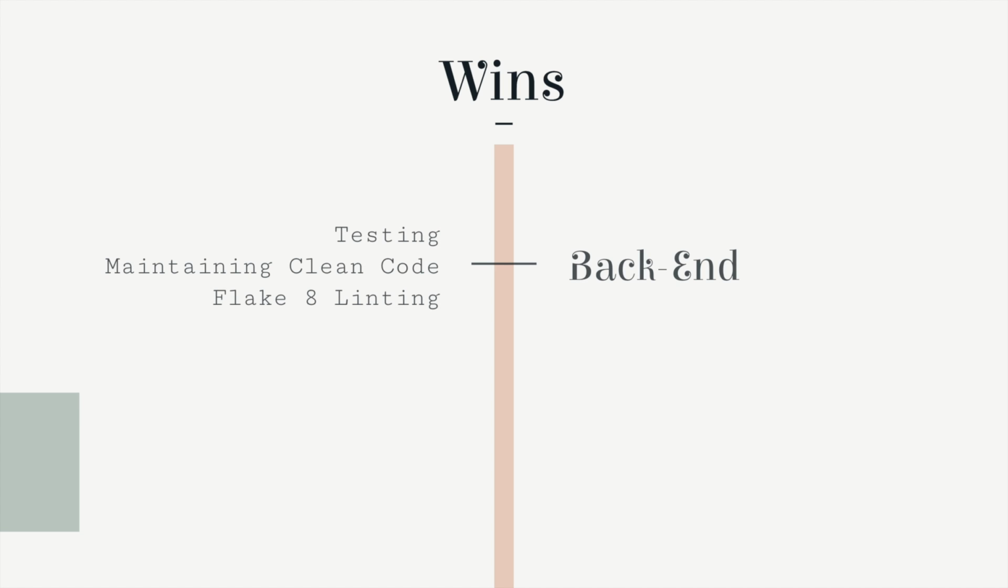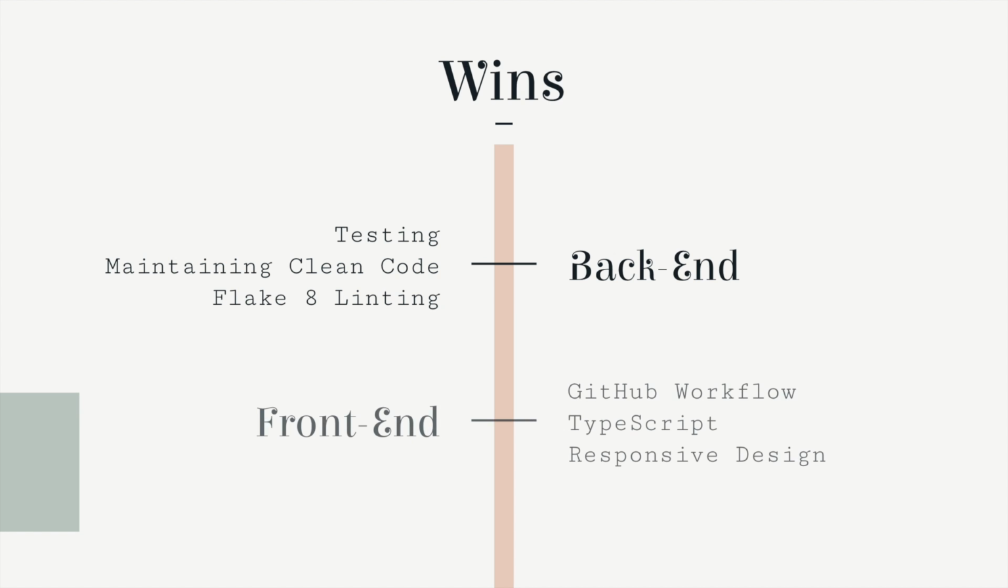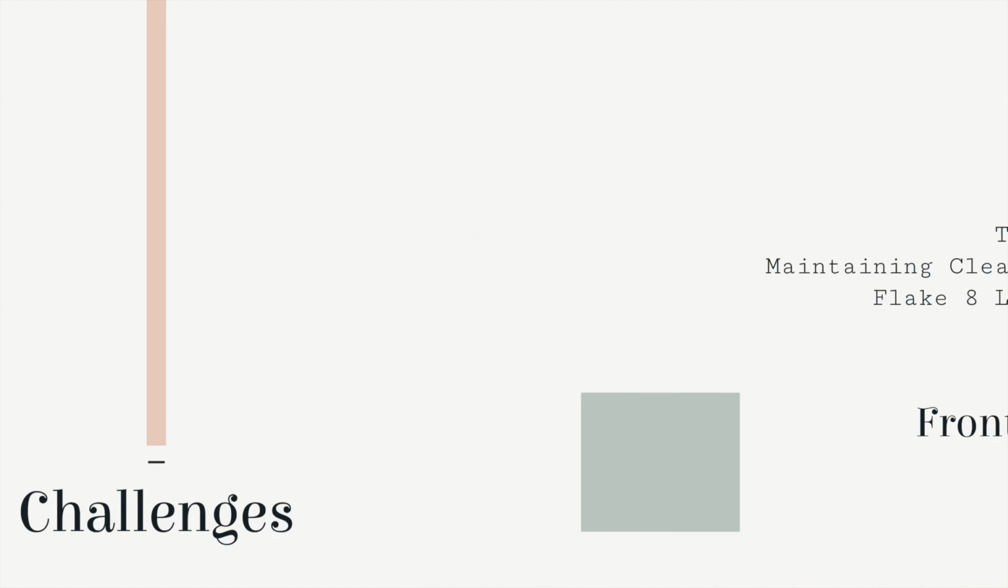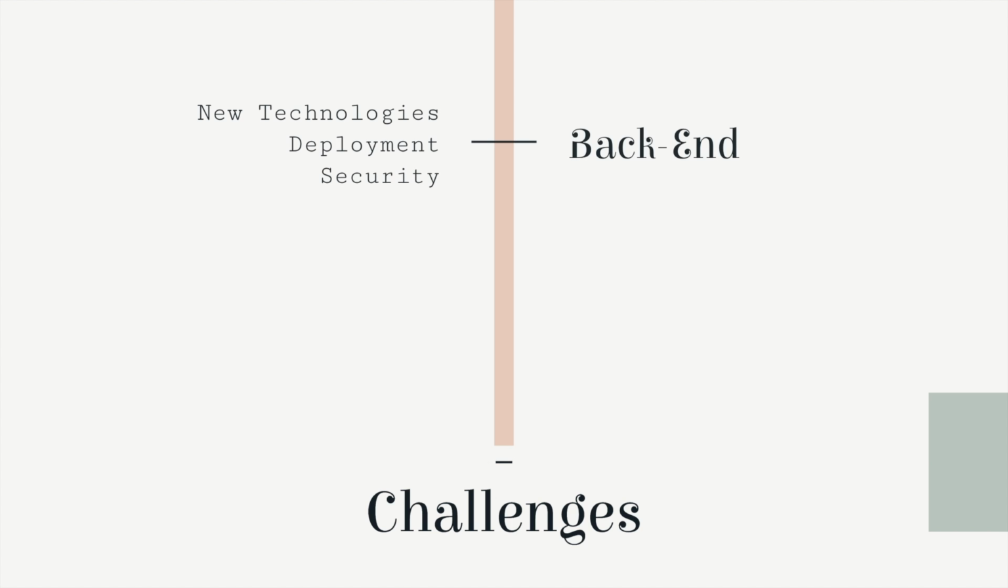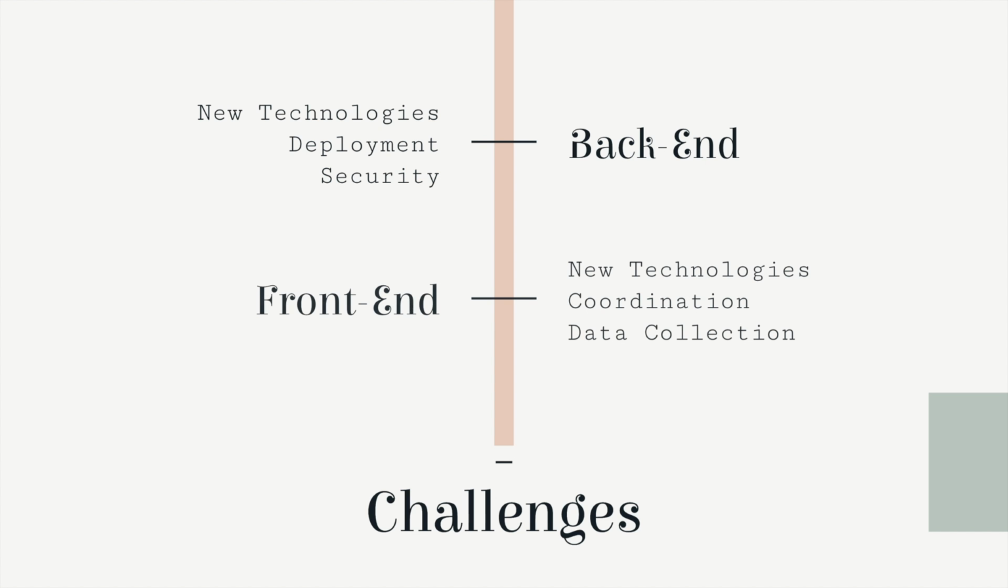Wins for backend included testing and maintaining clean code with Flake8 as a linting tool. Front-end wins included GitHub workflow, quickly adapting to TypeScript as a team, and full responsiveness on mobile devices. Challenges for backend included deployment to Heroku using Docker, and security issues when it came time to deploy or push to GitHub. As for frontend, some challenges included coordination with backend and having to wait for backend to interact with endpoints and real data. Next up is Eric with future plans.